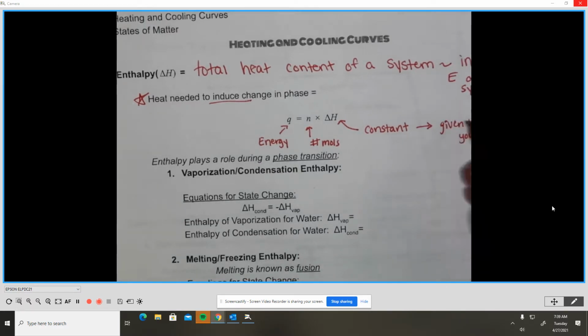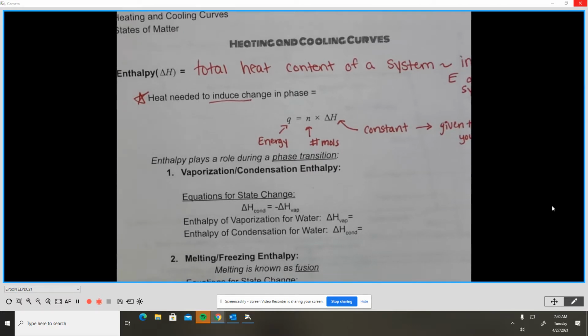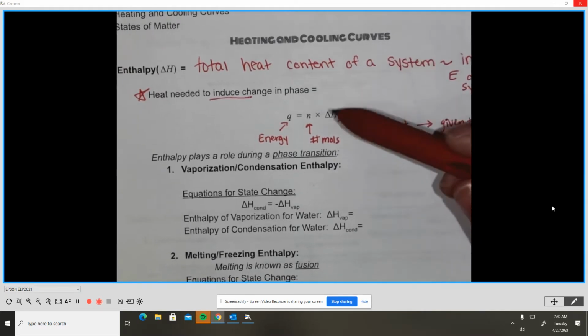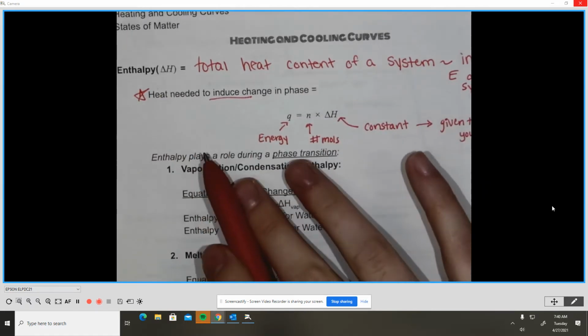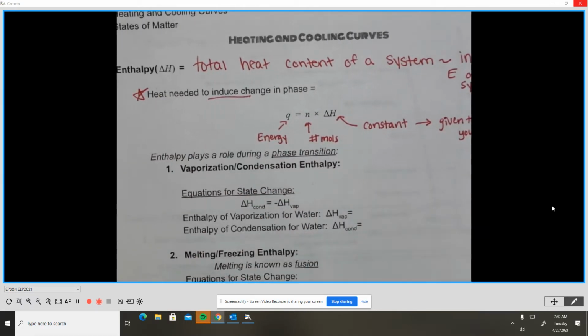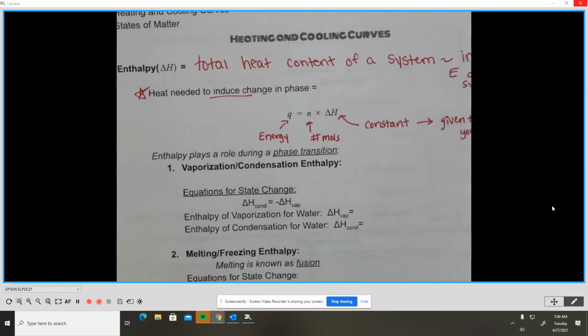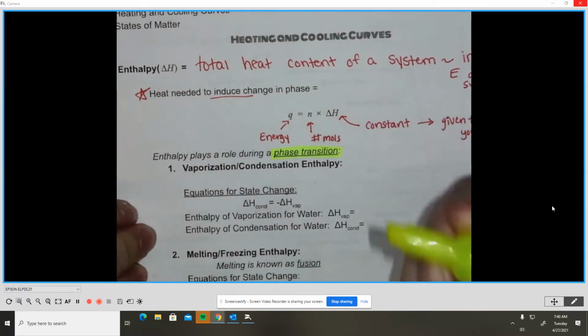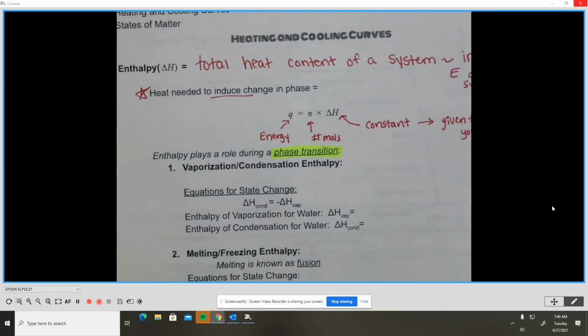So I wanted to show you guys some common enthalpy numbers that you would have access to if you were taking like a quiz or a test in here, as well as worksheets. So there's different heat needed or heat contents or enthalpies for different steps or different phase transitions. So enthalpy plays a role during phase transition. That's very important to note. It's during a phase transition. So it's not while something's heating up or cooling down, it's while it's changing phases. So that's very important to note about enthalpy. You only use it when things are changing phases.